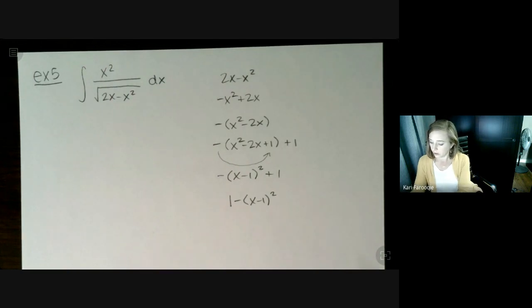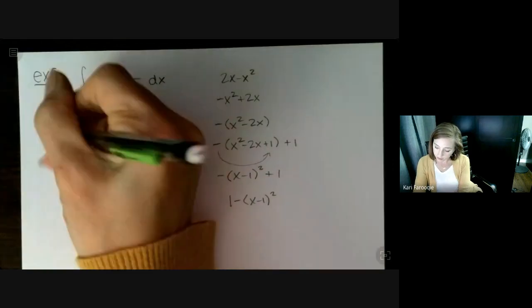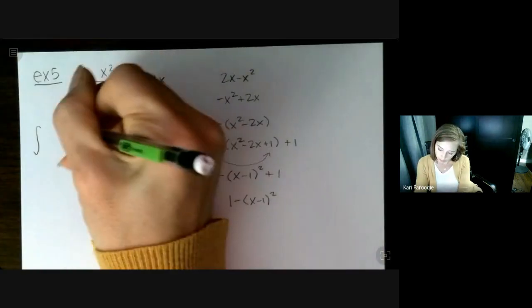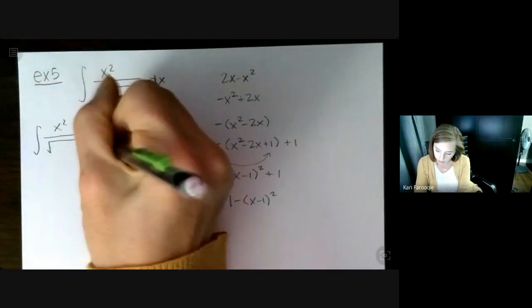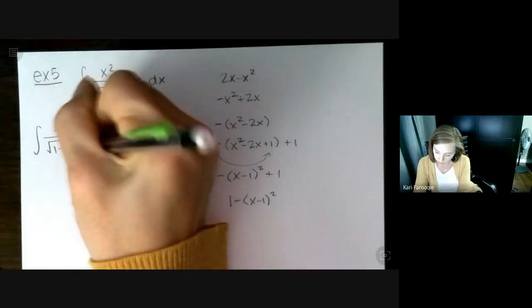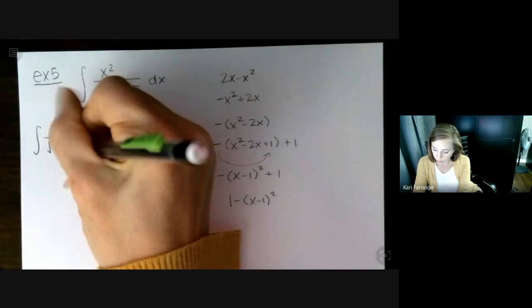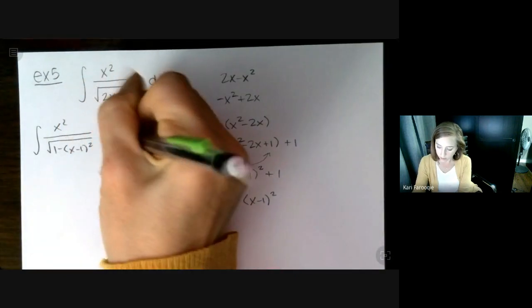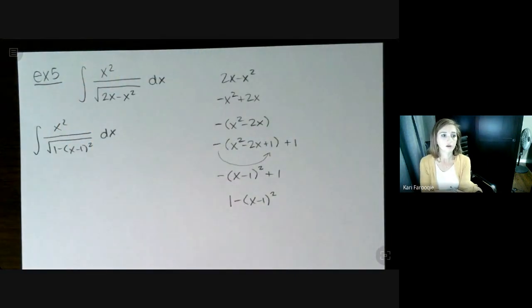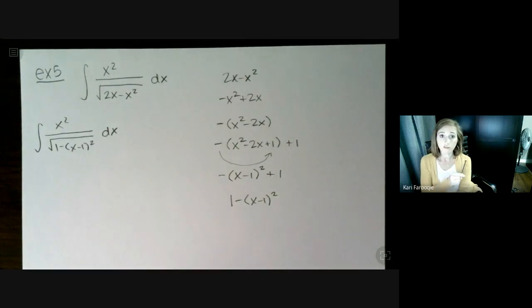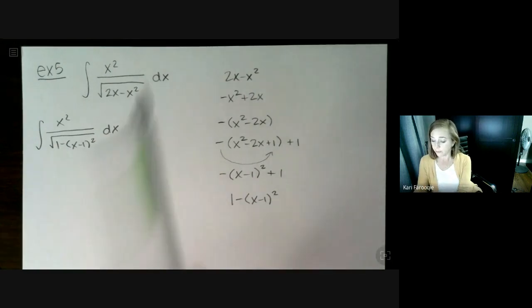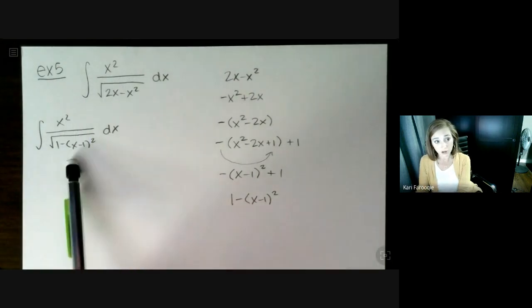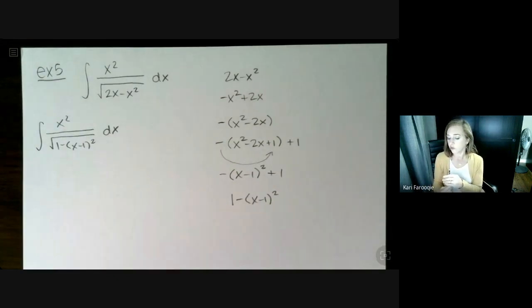Okay. Now I'm going to put this back into the example. The numerator is not going to change. The denominator will be the square root of 1 minus (x minus 1) quantity squared, and then dx. Okay, so sometimes it's just about doing some algebra work, and completing the square is just algebra. And once you get down to here, I feel like it's much more straightforward.